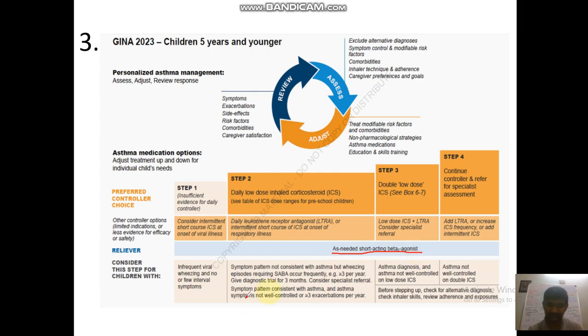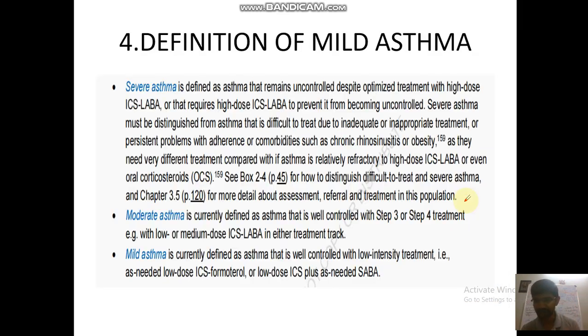That's it. If the patient has frequent symptoms, that is use of SABA 3 or more times per year, we put the patient on daily low dose ICS. If the asthma diagnosis is confirmed, either because of symptom variability or because of the PFT, we will put the patient on double low dose ICS. And in step 4, when the patient's asthma is not controlled with double dose ICS, we continue the controller, that is double dose ICS, and refer to the specialist. This is regarding 5 years and younger.